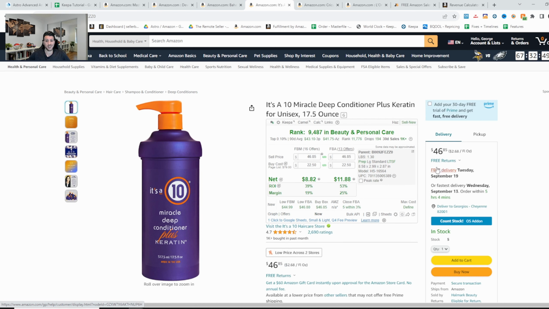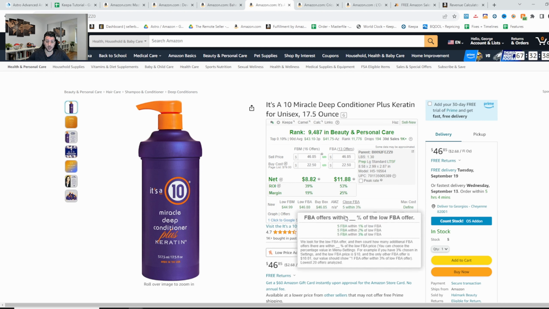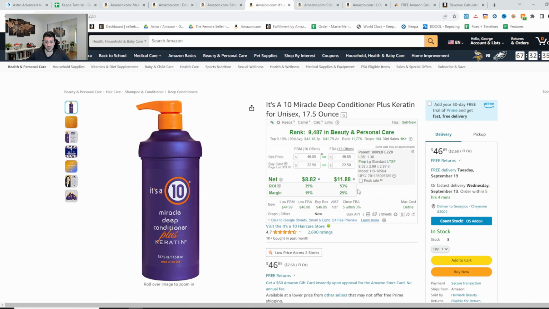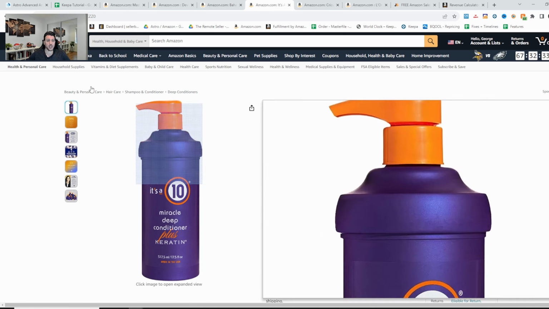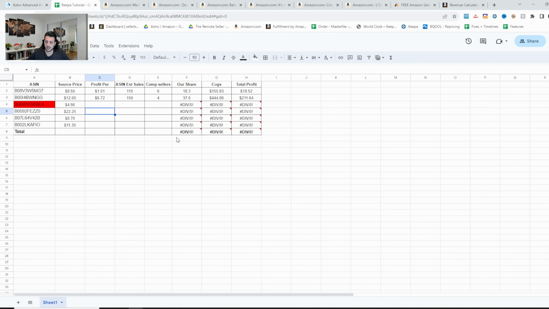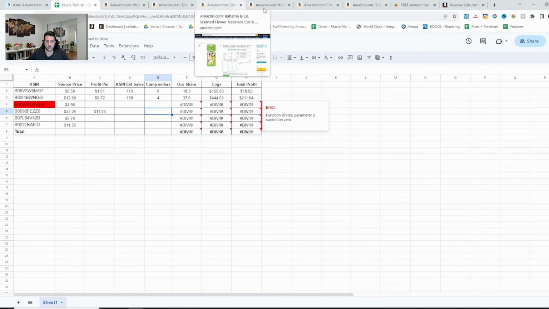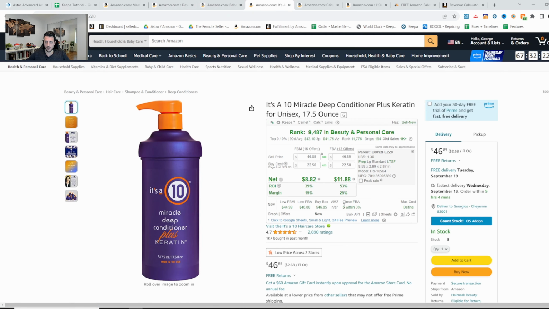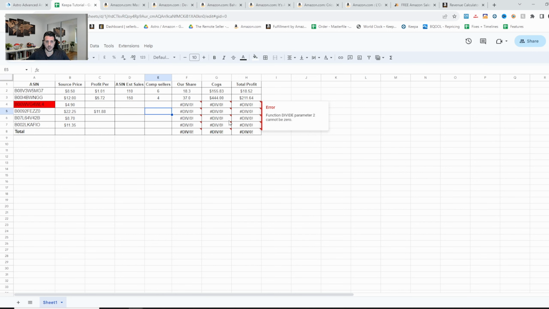$22.50. It comes to $11.88. 53% ROI, very nice numbers. Quite a few sellers here. There are 13 FBA sellers, 16 FBM sellers, 5 that are within competitive, within 3%. So I'll say that's 6 competitors plus us 7. So let's go ahead and jot these numbers down. So we have $11.88, and we said there were 5, 6, and us 7. So there are 7 sellers.